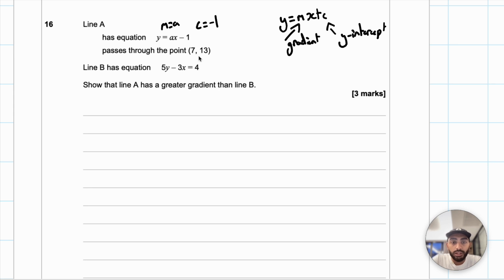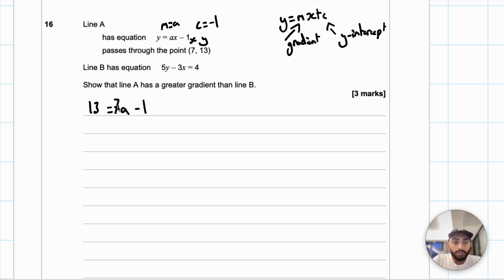It passes through the point 7, 13. So let's just work out the equation of this line. We have a few pieces of information, so we can substitute those in now. This coordinate is going to be my x and my y value, and we're trying to find out what a or m is. So let's substitute this into my equation of a line formula. Y is 13. That's equal to, we don't know what that is, so we'll leave it as a. X is 7, so I'll write it as 7a, and c is negative 1.